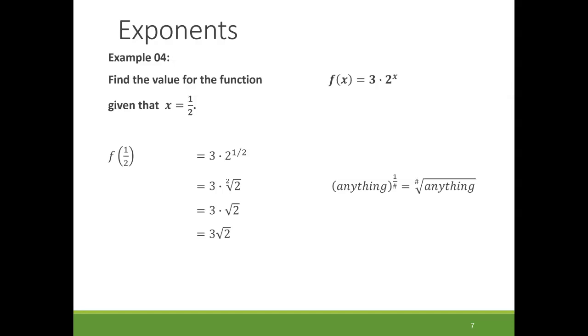If this was on an IB test, you could have also taken 3 times the square root of 2 in your calculator and rounded it to 3 sig figs, unless the directions asked explicitly for the exact answer. Everybody's okay?